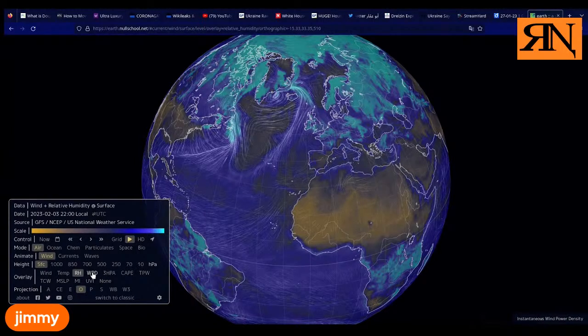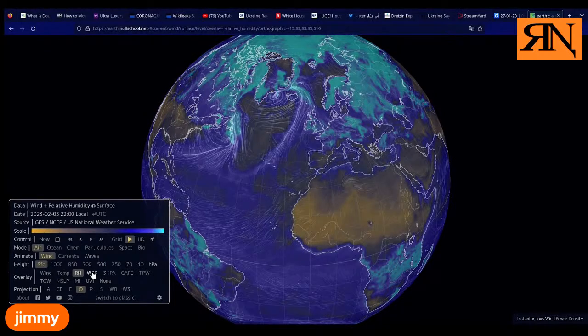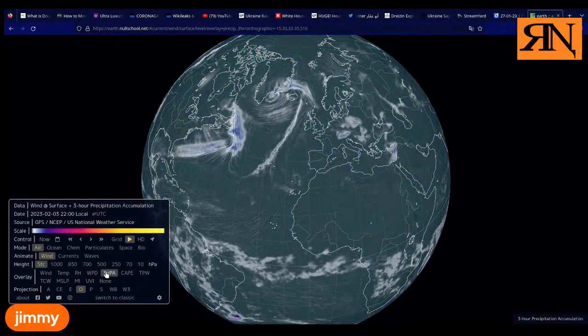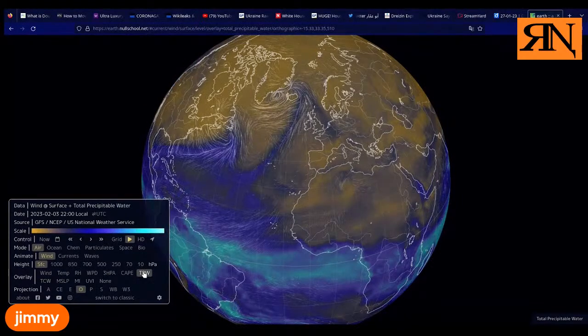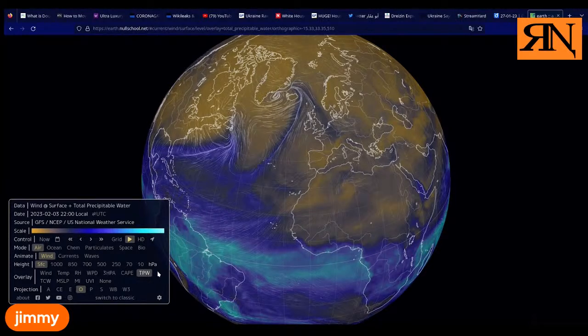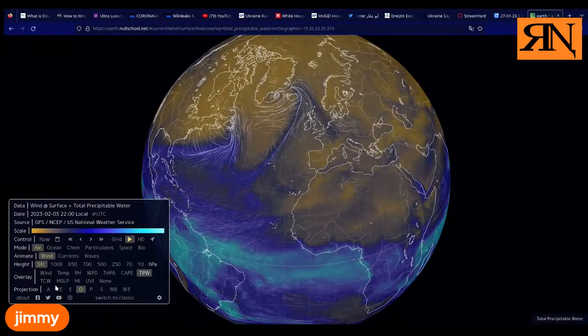You got the instantaneous wind power density. You got the 3-hour precipitation accumulation, which would be the expected rainfall. What else do we have here? Convective available potential energy. Some of this stuff goes way over my head. Total precipitable water, this would be another one that I would watch. If you were trying to figure out how much water you were likely to get in a particular downfall, I'd be watching the total precipitable water.